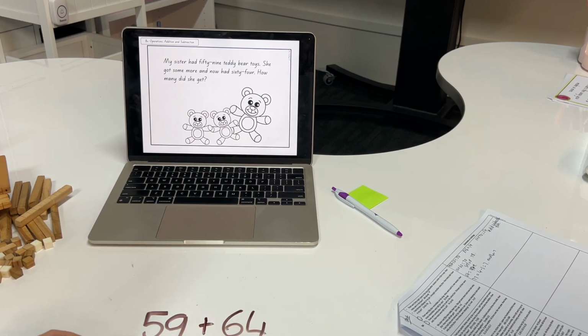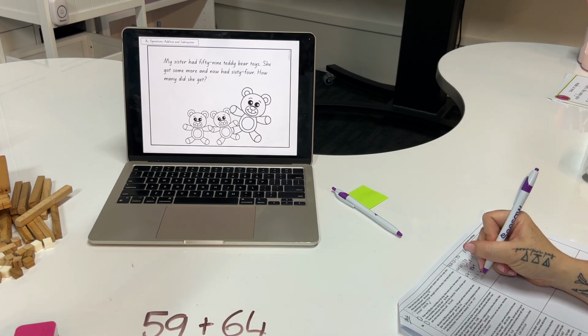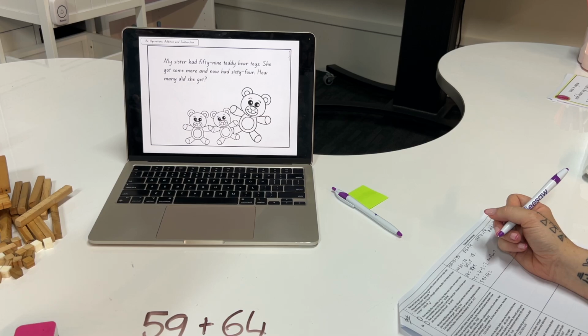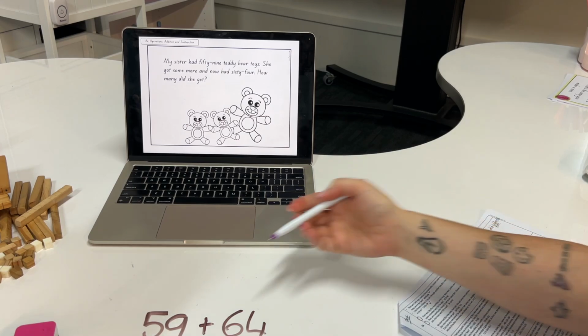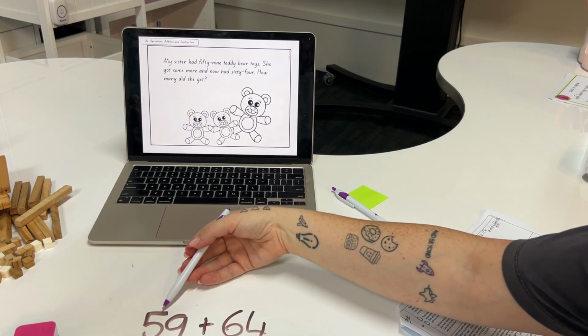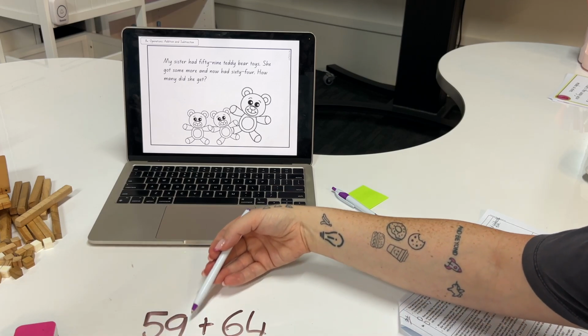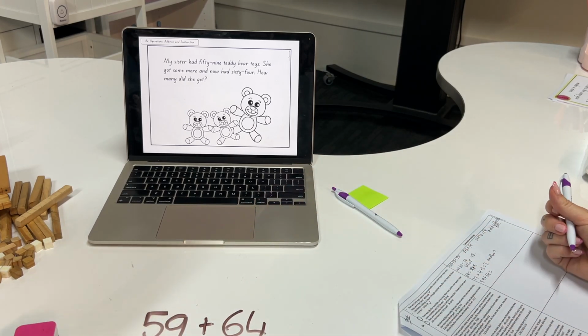Plus? You want to do plus? Yeah. 63? 63? If you've got 59 plus 64, right? So you're wanting to add these two together. So how could you solve that?